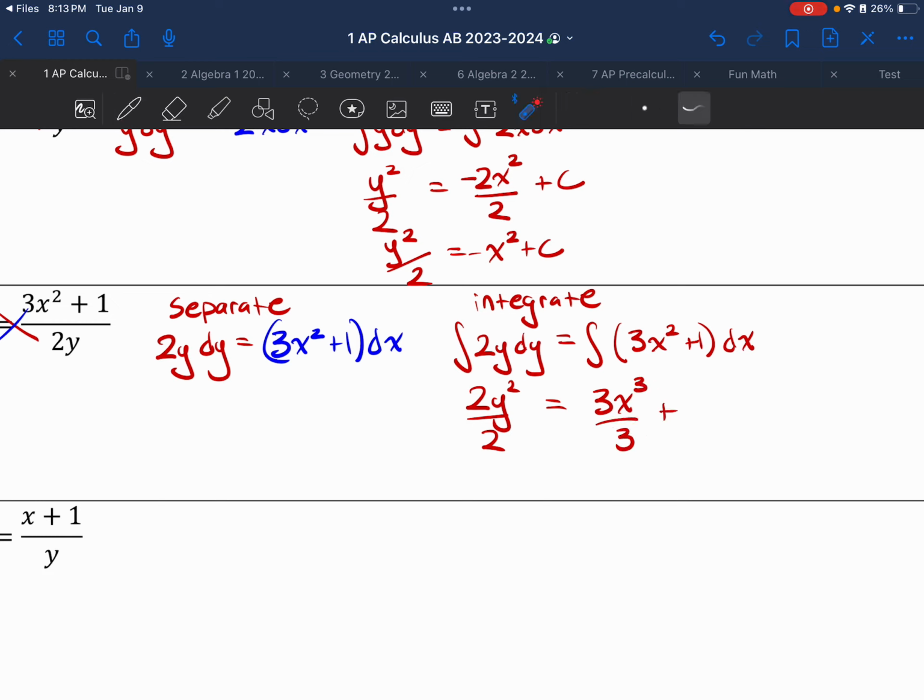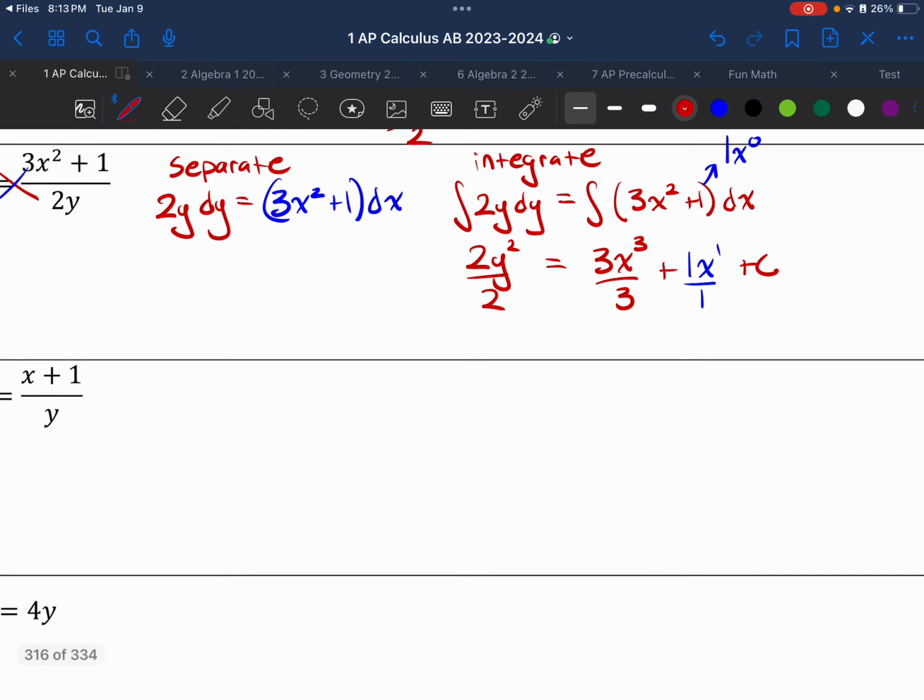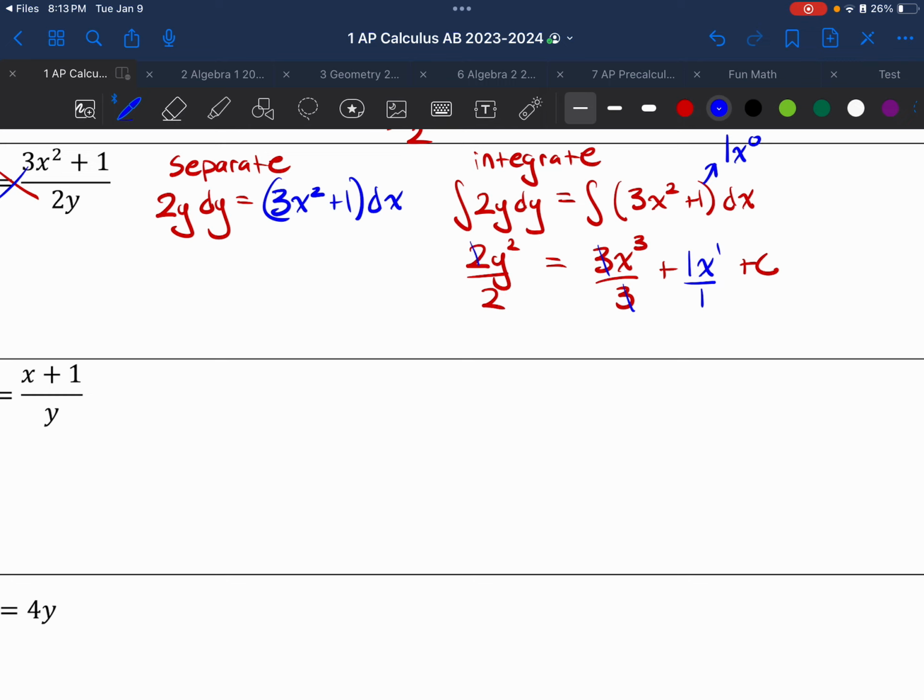I'm going to explain this once, and then I'm going to do the shortcut from here on out. This one is really 1x to the power of 0. So this power of 0 is going to go up to the power of 1, and this is now 1x to the power of 1. I divide down by that 1, which is a very fancy way of saying we just have an x there. And don't forget your plus c, your extra point there. And let's go ahead and simplify. 3's and 3's are gone, 2's and 2's are gone.